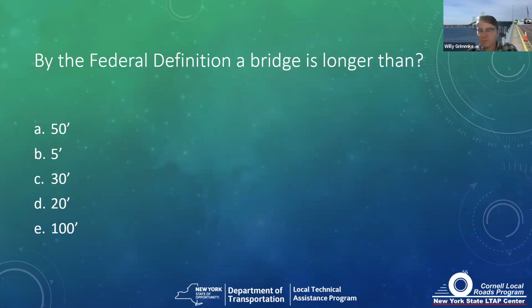Okay, so we're nearing the end. So now it's time to do our PDH questions. By the federal definition, a bridge is longer than A, 50 feet, B, 5 feet, C, 30 feet, D, 20 feet, or E, 100. Survey says 96% say over 20 feet. So yes, thank you for paying attention. Next question.